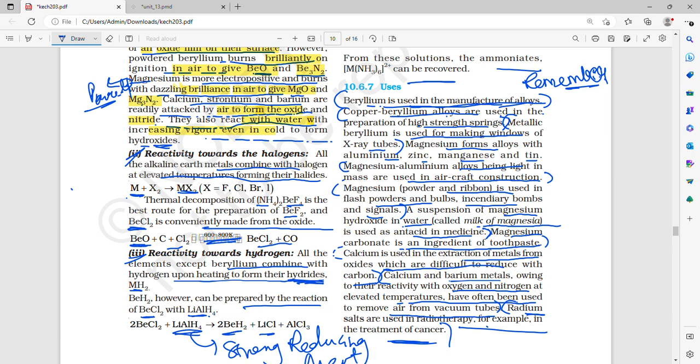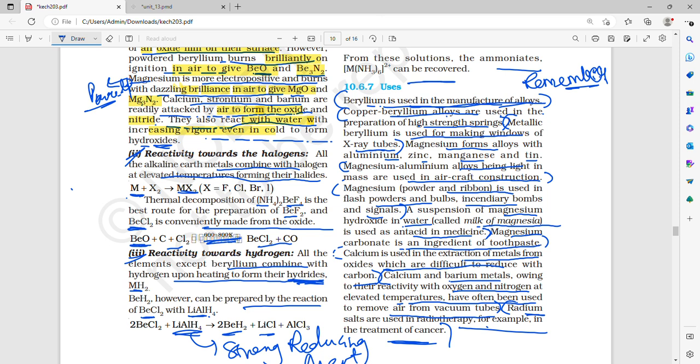Uses. Beryllium is used in the manufacture of alloys. Again, this entire part has to be remembered. Copper beryllium alloys are used in the preparation of high strength springs. Metallic beryllium is used for making windows of X-ray tubes. Magnesium forms alloy with aluminium, zinc, manganese and tin.